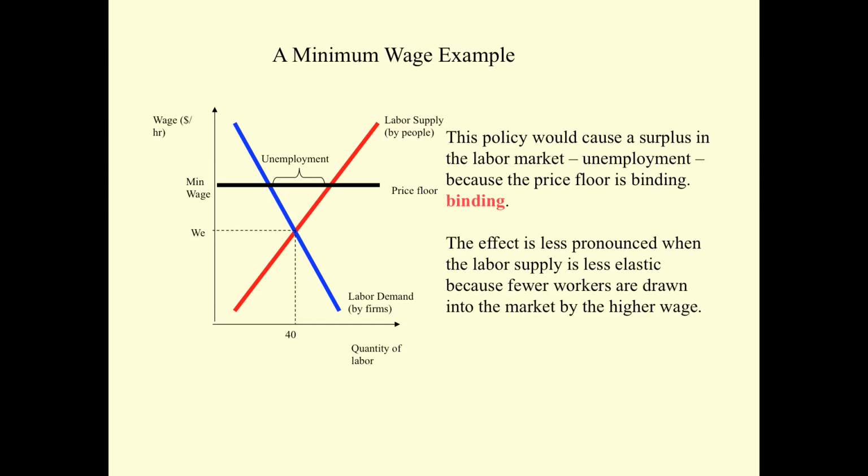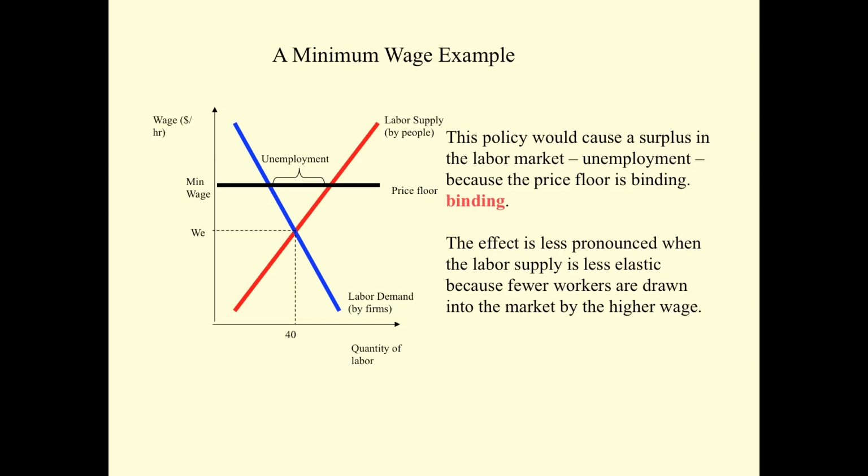Okay, so the equilibrium wage, WE, is the intersection of the blue and the red curves. Let's suppose that is intersecting at 40 hours per week. So the government comes in and says, well, in this labor market, I think that WE is too low, so I'm going to slap a minimum wage or a price floor that is binding. That is, it's above the equilibrium wage, WE.